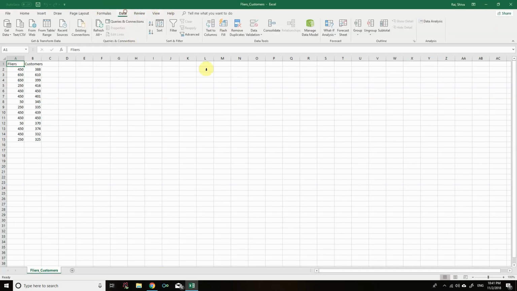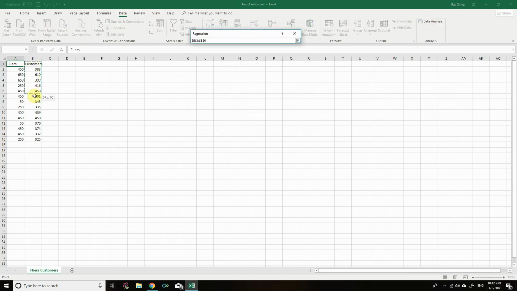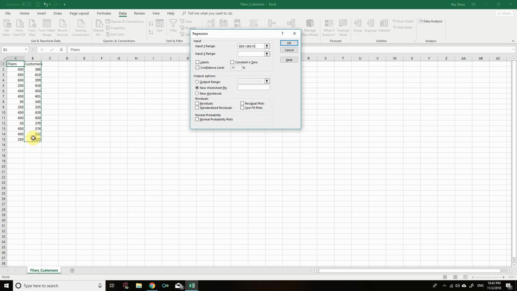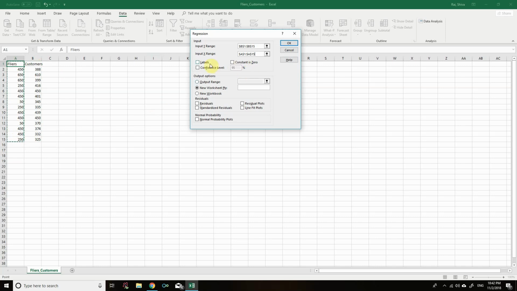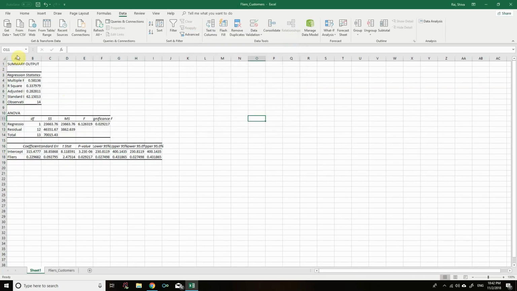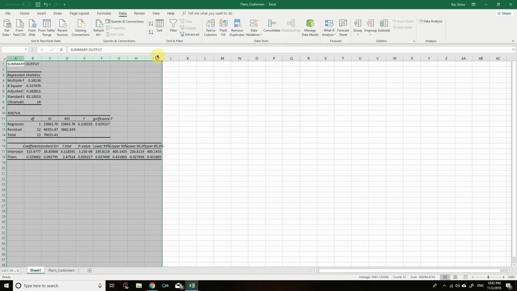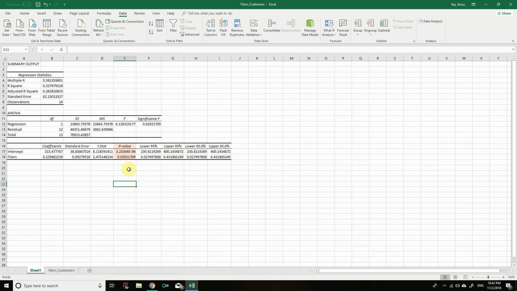So go to data analysis. We need to predict the number of customers, so that's the y range. Okay, and the x range is flyers, the number of advertisements distributed. So that's with labels, and click on OK. Thus we get our regression table. The p-value for flyers is very small, which is 0.029.